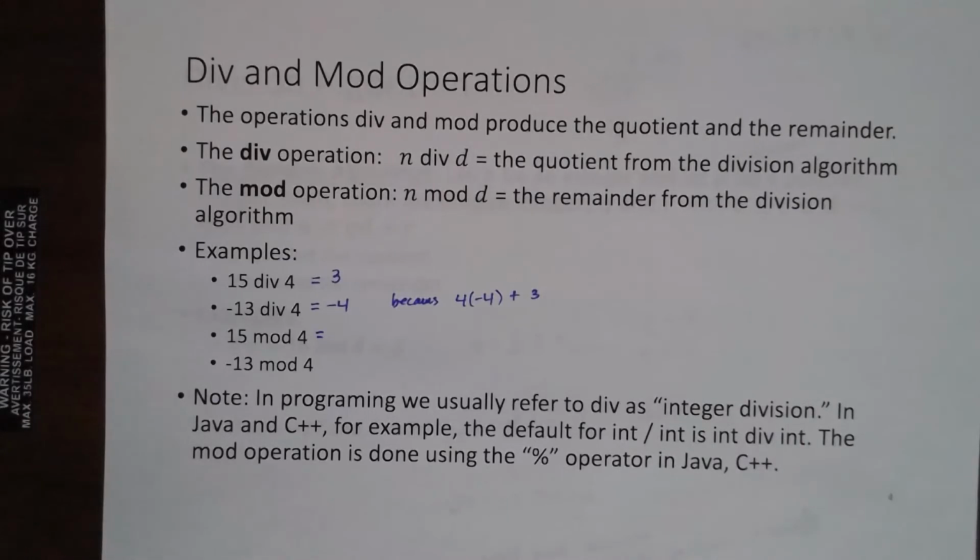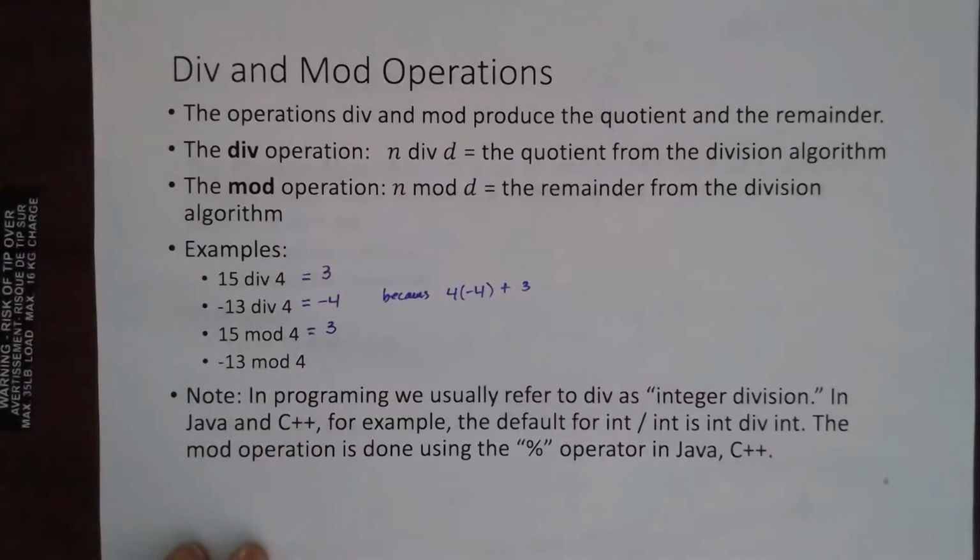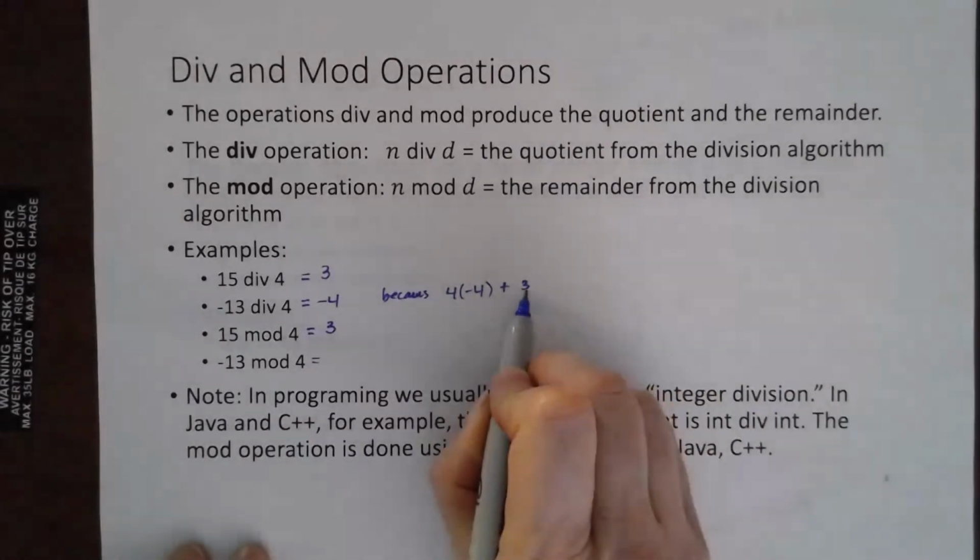And then if we did 15 mod 4, that's going to be 3. And negative 13 mod 4 is also 3. You can see our remainder over there is 3.